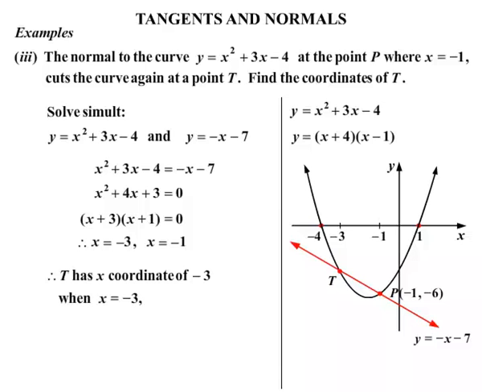So when x equals minus 3, let's substitute. It doesn't matter which equation you choose, because we're solving simultaneously. Which one would be easier? Probably the second one. So substituting, we get y equals minus 4. So there we have it. T therefore has coordinates of minus 3, minus 4. Terrific.